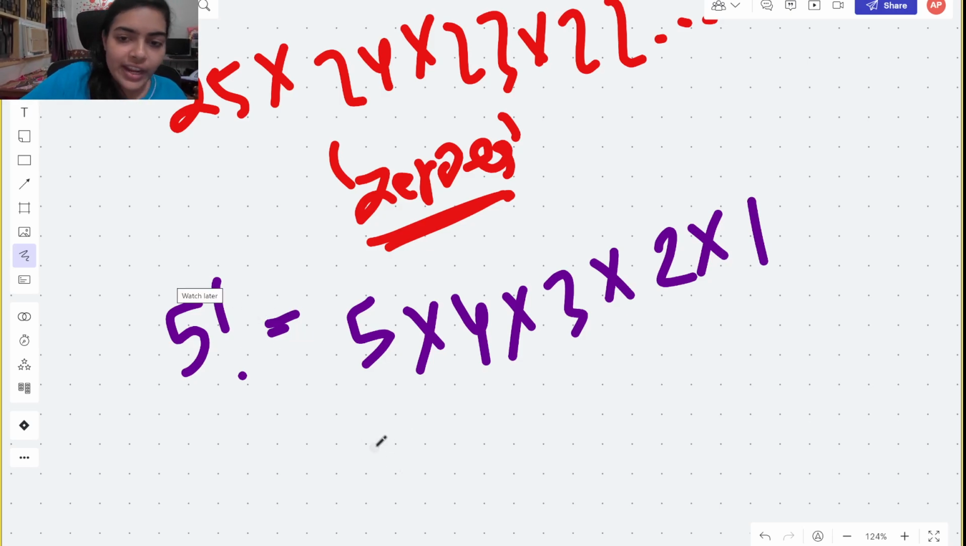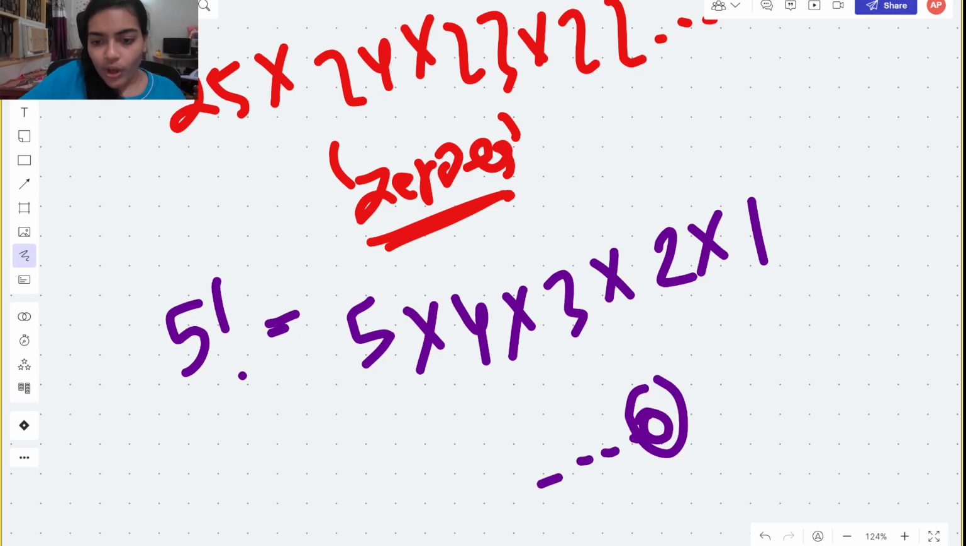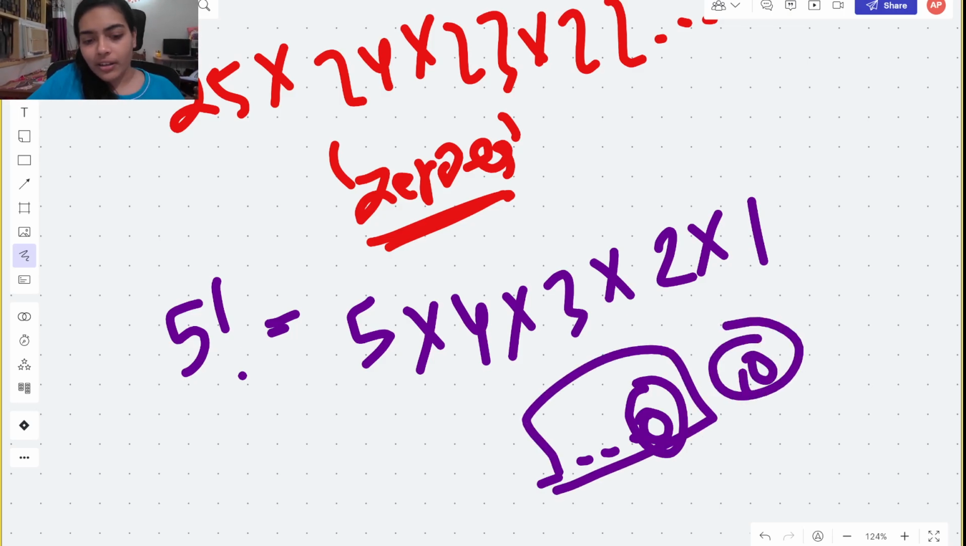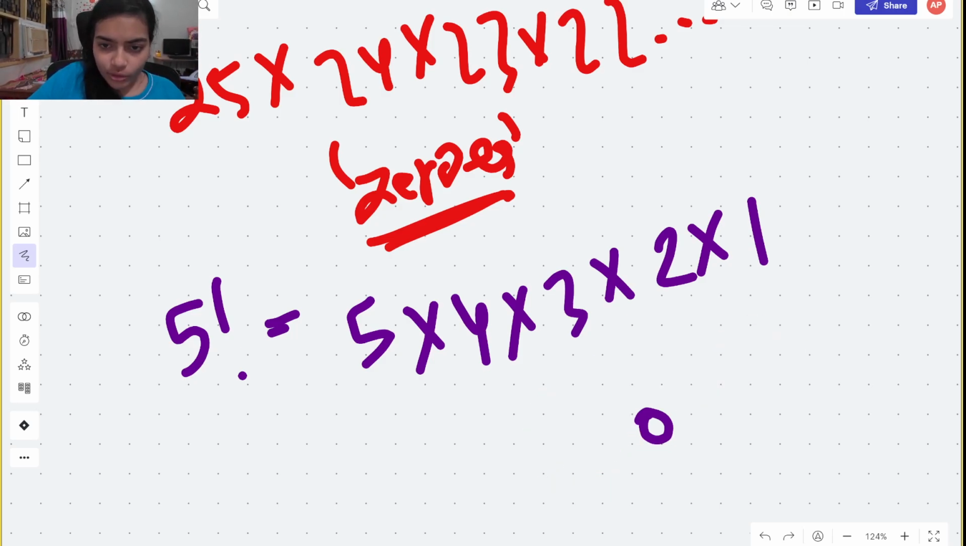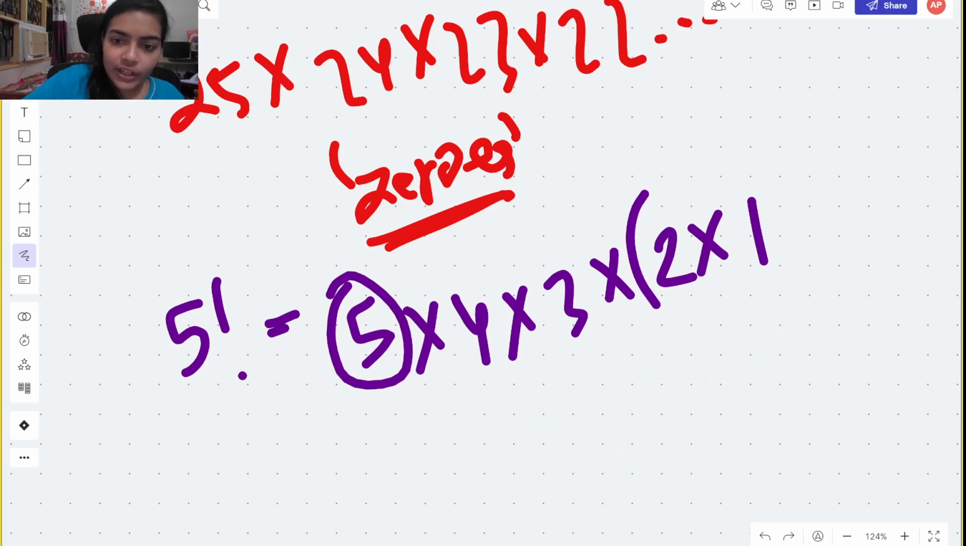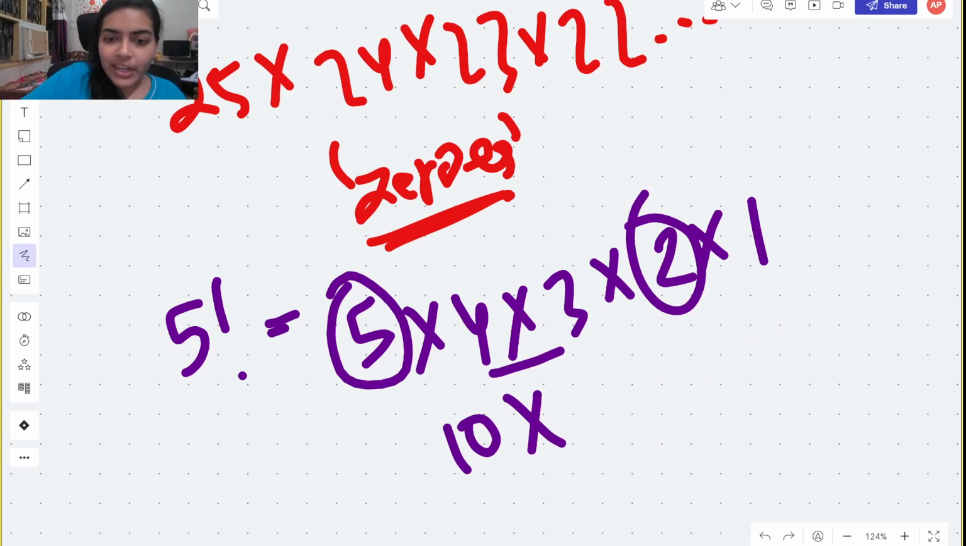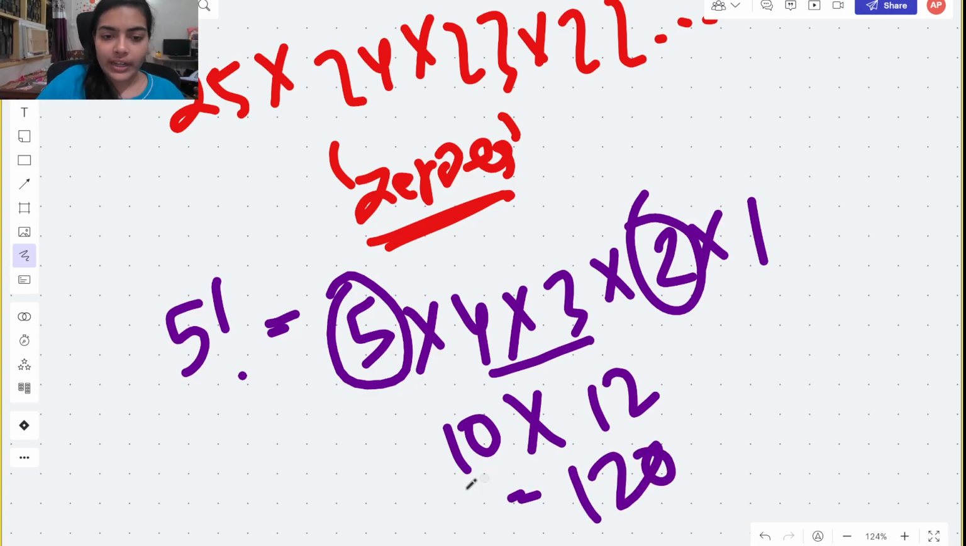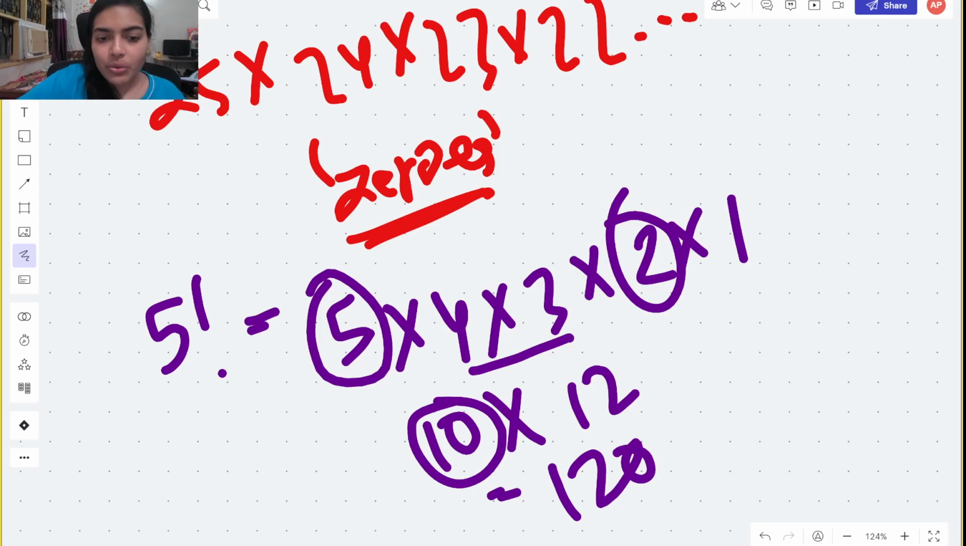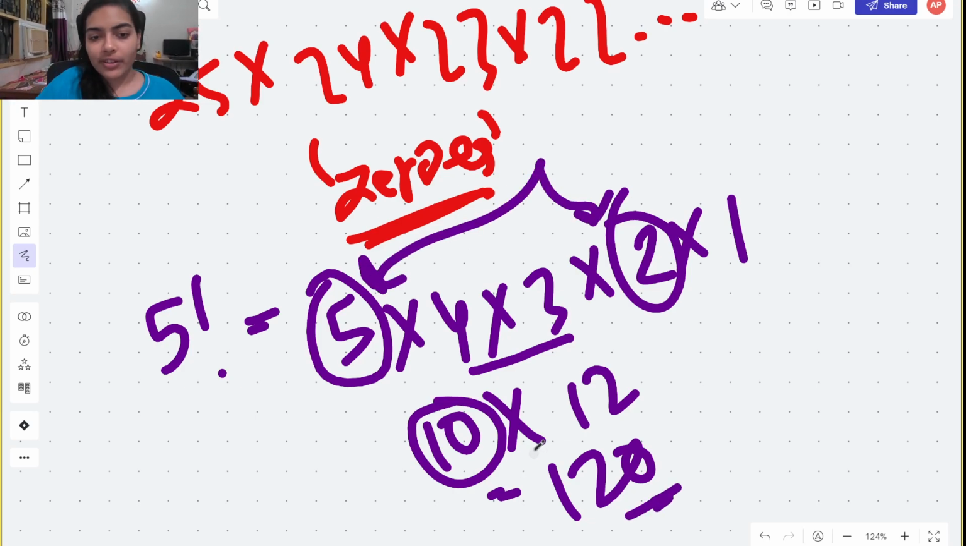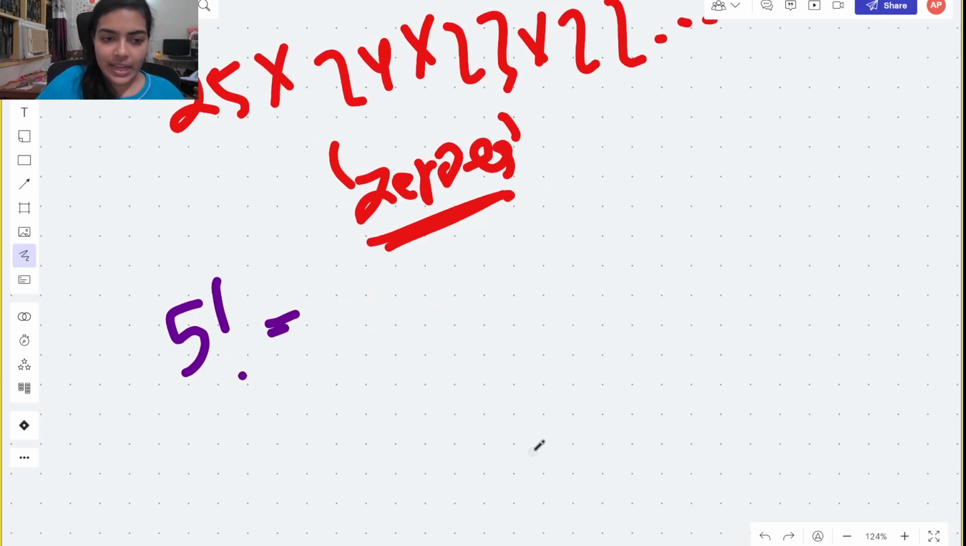See, if there has to be a trailing 0 at the end, it doesn't matter what digits are there before. For a 0, you need this number to be a multiple of 10, right? Then only it's going to be a 0. So let us see here. Here you have 5 into 2, which is equal to 10. And the remaining number is 4 into 3, which is 12. That is why 5 factorial is equal to 120. So the number of tens you have, that many zeros you have in the end. Okay, it's as simple as that.